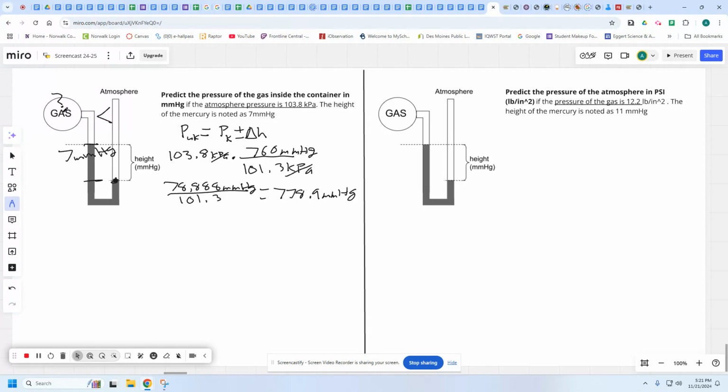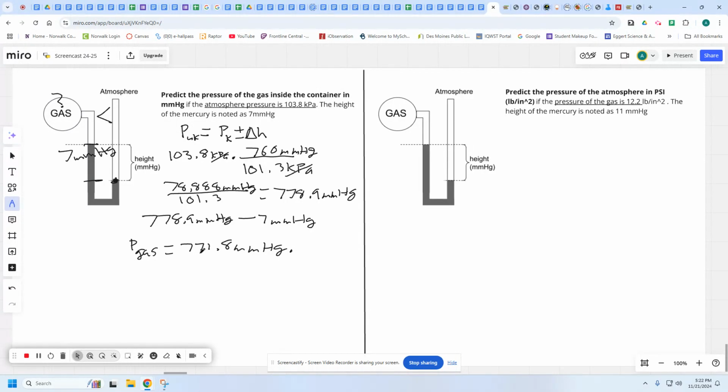So that tells me in order to find out what the gas is, I have to take the atmosphere pressure and subtract the height change that it goes through. Atmosphere pressure was 778.9 millimeters of mercury. I'm going to subtract the 7 millimeters of mercury height change. And when you do that, you should get the pressure of the gas is equal to 771.8 millimeters of mercury.